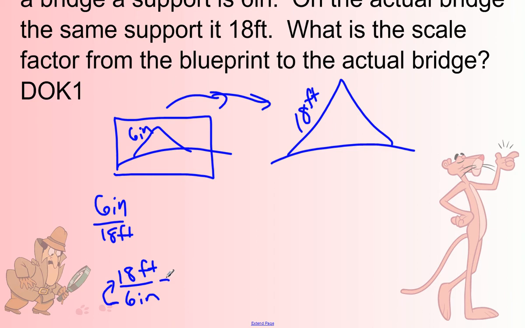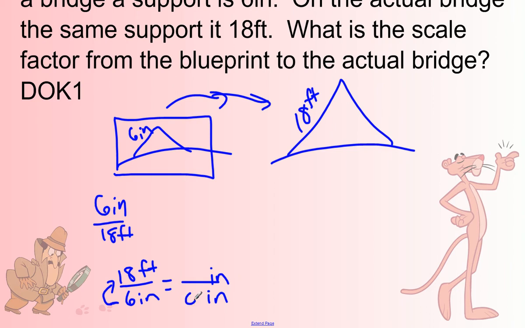If I, again, would reduce this and get an answer of 3, no, this bridge is not 3 times the size of the image. This is 6 inches. This is 18 feet. That's a big difference. So what we need to do is get rid of the issue of the labels. We need to make all the labels the same so we can actually start comparing these things. So if I could take and turn all my labels into inches, we could then make a comparison.